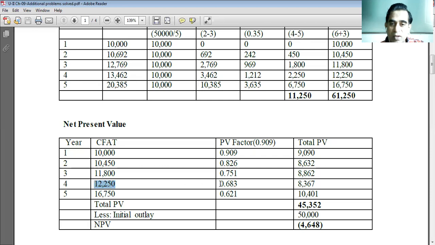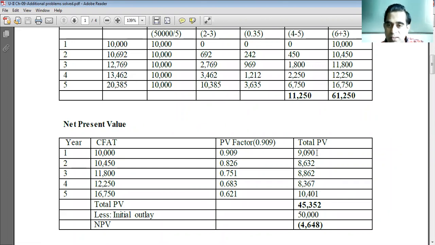12,250 into 0.683 is equal to 8,367, which is the present value of 12,250 to be received in year 4 in future. 16,750 into 0.621 is equal to 10,401 rupees, which is the present value of 16,750 rupees to be received in year 5.